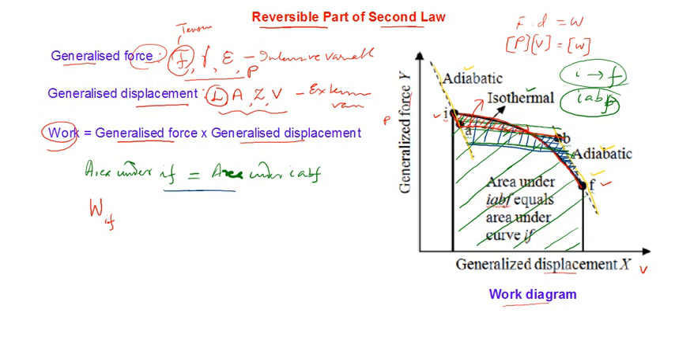So WIF will be in principle equal to WIABF, is it not? Whether the process is happening along the smooth path I to F, or along the zigzag path IABF, since the area under both the curves is equal, the work done during both of these processes should also be equal. So this is the first argument that we have.